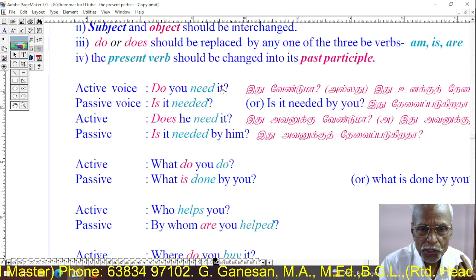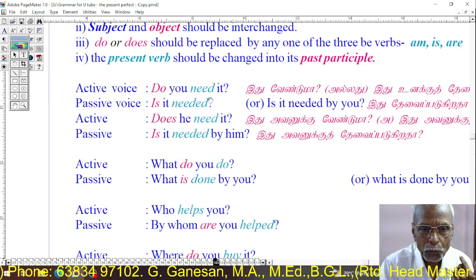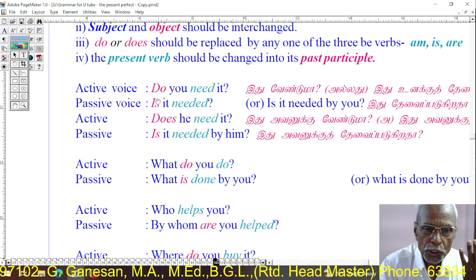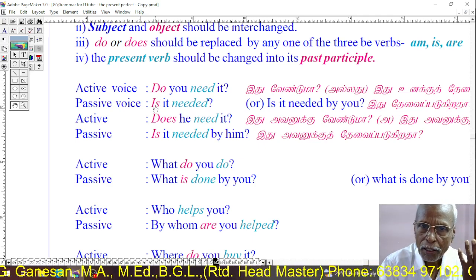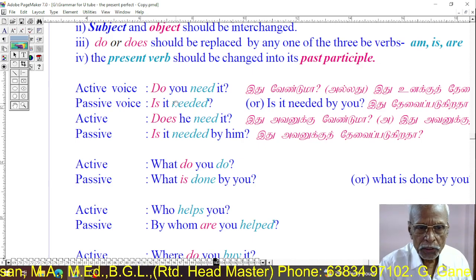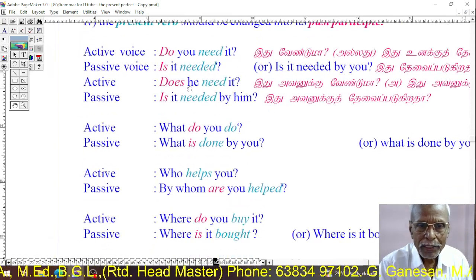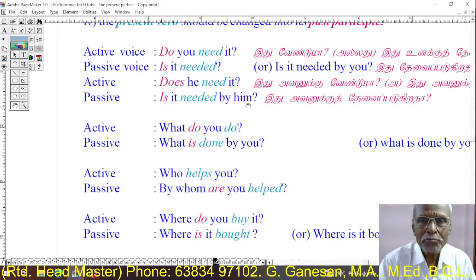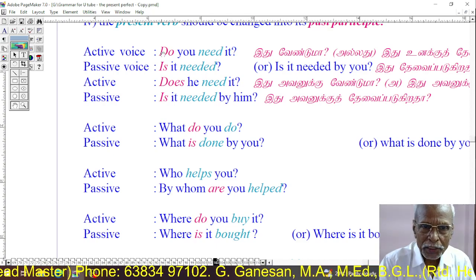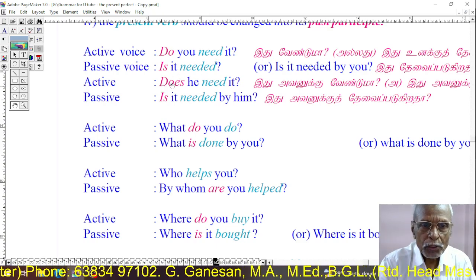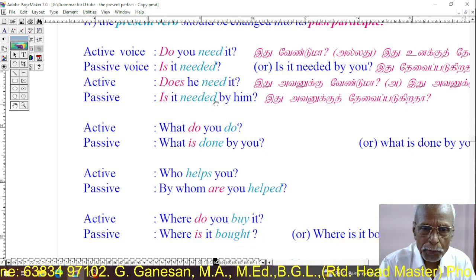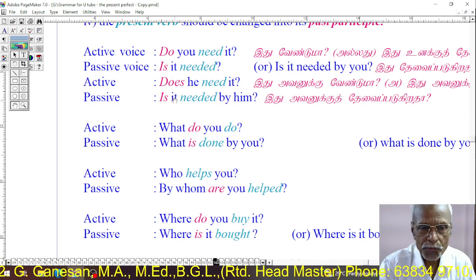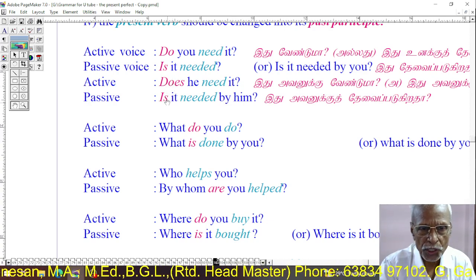Do or does should be changed into is, are or am. Do you need it? Is it needed by you? Does he need it? Is it needed by him? Here the subject is it, so does has been changed into is.